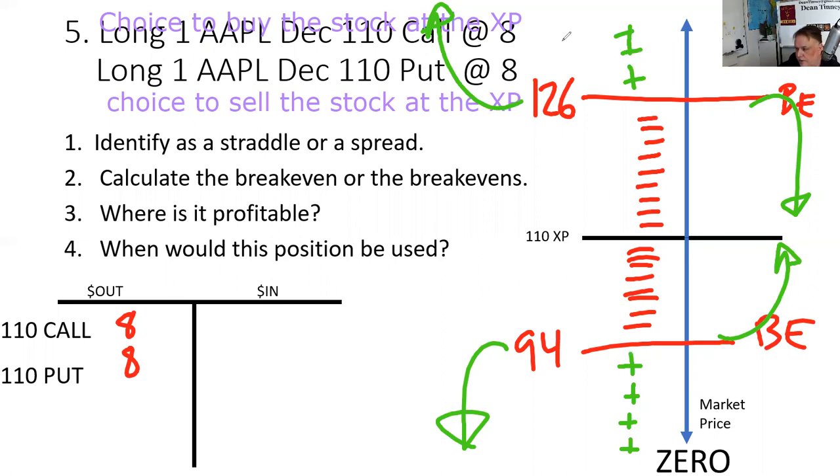Now, a straddle with different strike prices is called a combination. You wouldn't do anything different. You would just go ahead and do this. So this is a straddle. We've calculated the break evens. We've determined where it's profitable outside, and we use it when we expect volatility. So pretty straightforward.